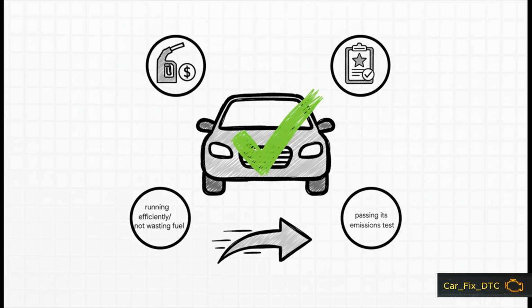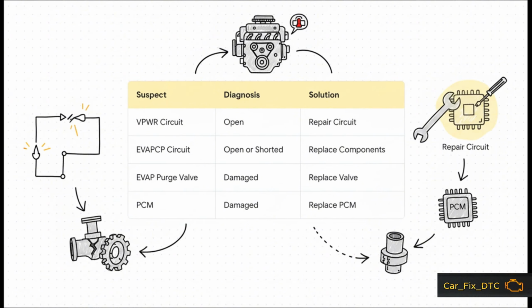And this right here is why all this matters. You know, fixing this code isn't just about getting that annoying light to turn off. It's about making sure your car is running efficiently, not wasting fuel, and, of course, being able to pass an emissions test. It's really about the long-term health of your vehicle. So here it is, the whole case file, wrapped up in a nice, neat summary. Each suspect is tied directly to its solution. If a circuit is broken, you repair it. If the valve itself is bad, you replace it. It's a clear, straightforward map from the problem to the fix.